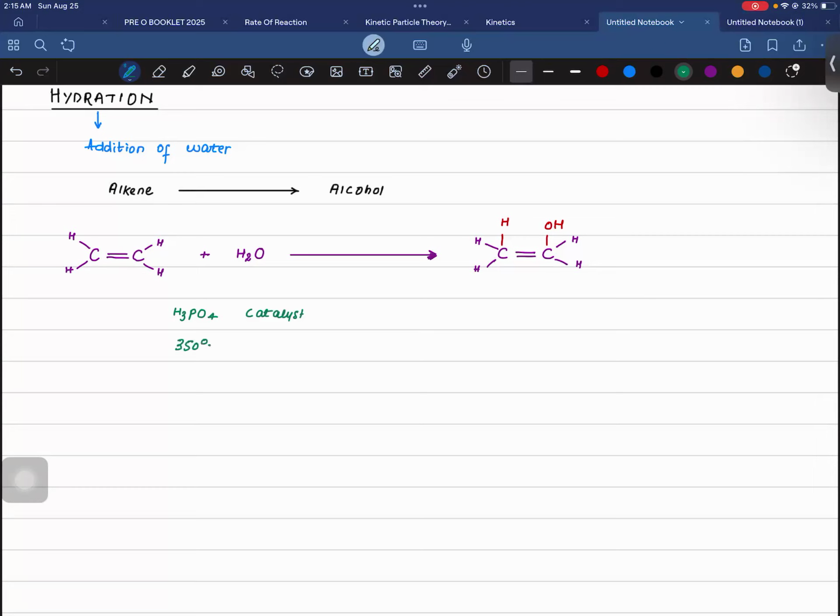350 degrees Celsius temperature, 200 atmospheric pressure. So then you would be converting alkene into alcohol. That's it. This is alcohol and this is alkene. So this is from alkene to alcohol basically.